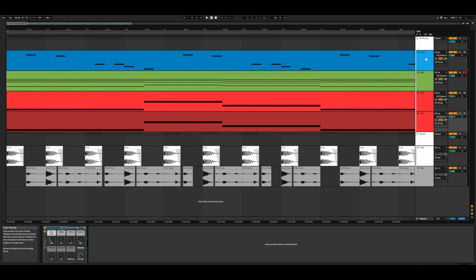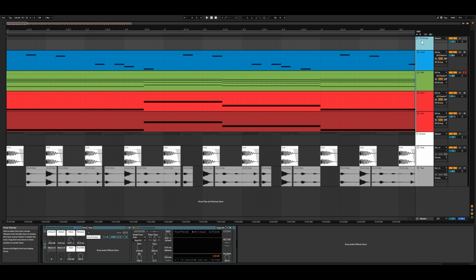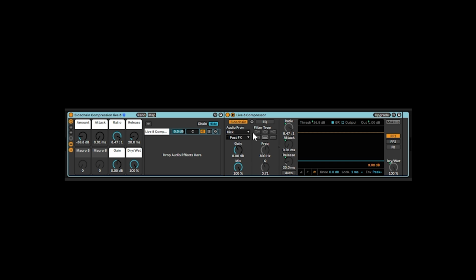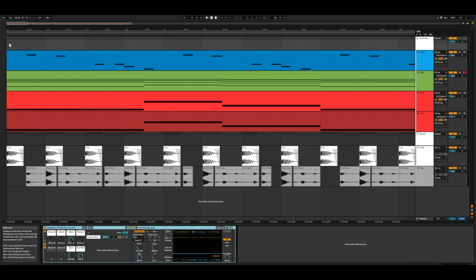Finally, I took all the non-percussive elements, grouped them together, and put a sidechain compression on, set to the kick, and I set the amount to -36.8 dB and 8.47:1 ratio, and the final result sounds like this.